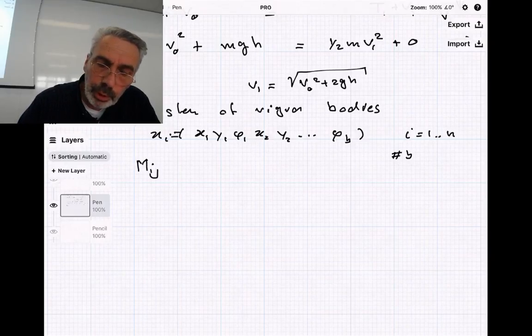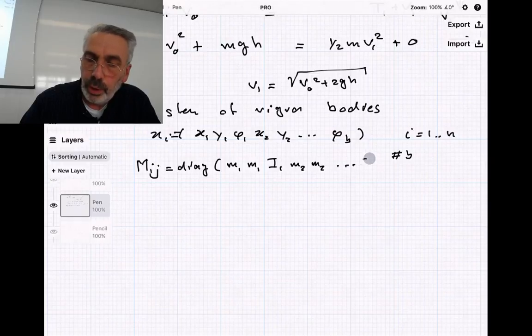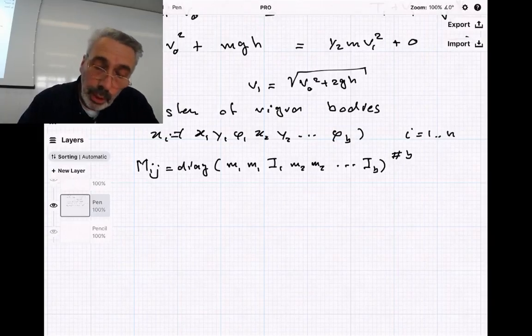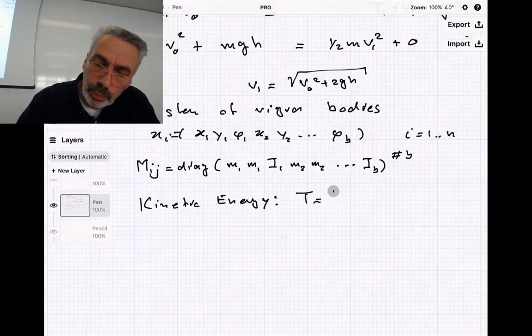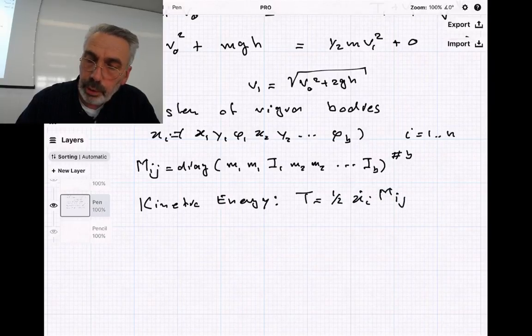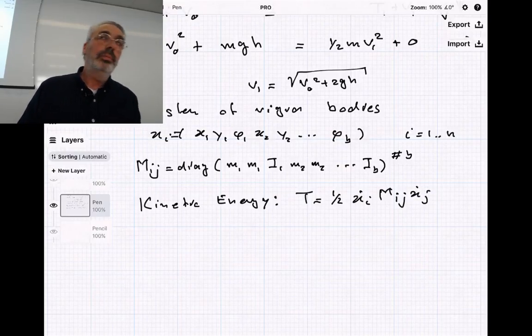And for the mass it's also super simple. We have this diagonal mass matrix, and on the diagonal we have all these terms, m1, m1, mass moment of inertia I1, m2, m2, etc. until I_b, of the last body. Nice diagonal form. Then the kinetic energy in the system is given by T is 1/2 x dot i M_ij x dot j. Very simple bilinear expression of mass times speed.